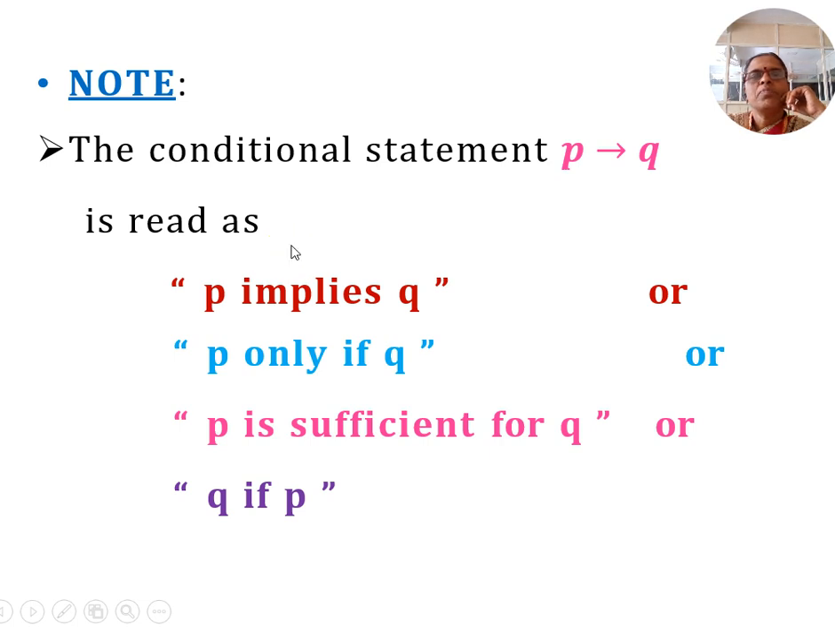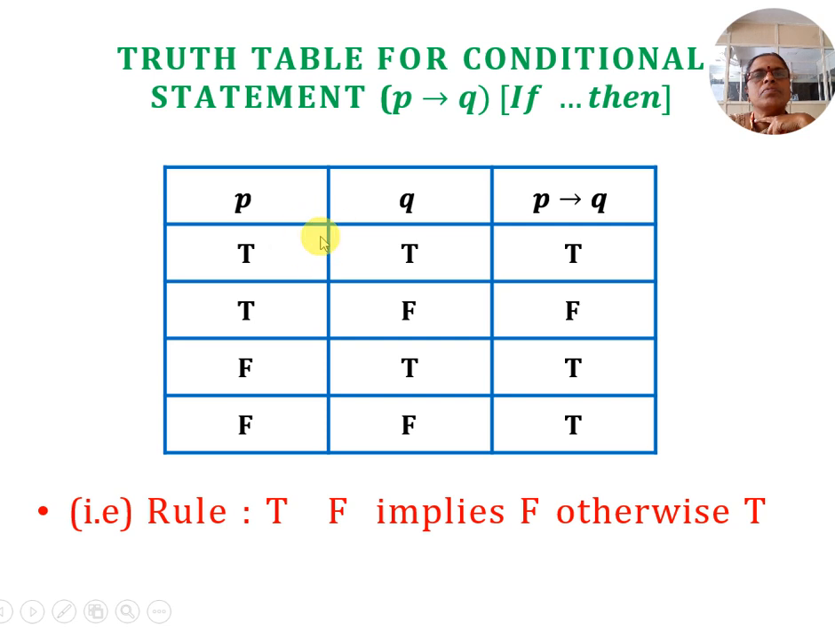The conditional statement P implies Q is read as P implies Q, P only if Q, P is sufficient for Q, Q if P. Truth table for conditional statement, already I have explained. So when the second one is false and the first one is true, the conditional statement will have the truth value F, otherwise it will take the truth value T.